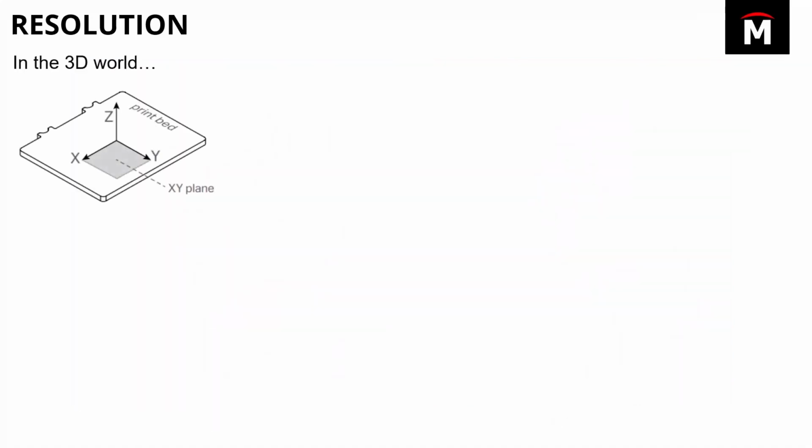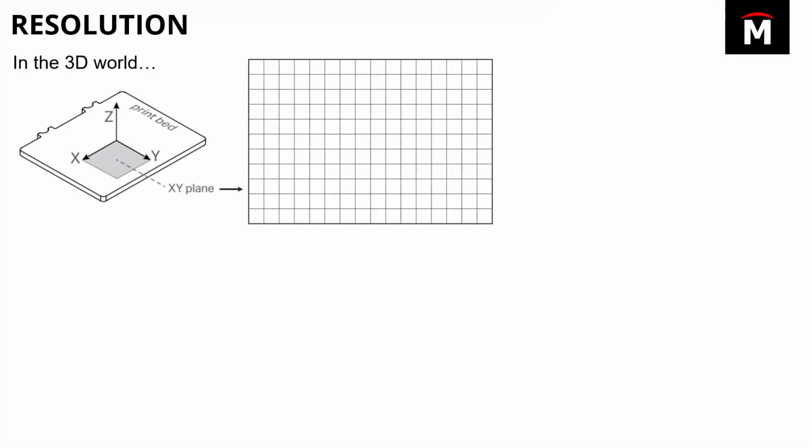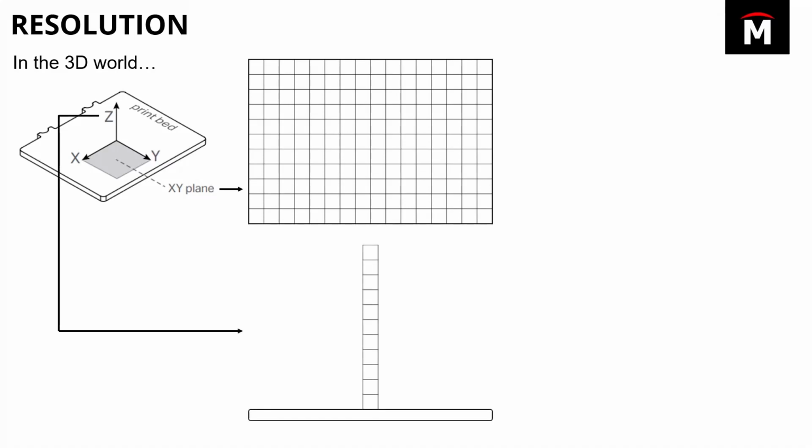So when you look at stuff in the 3D world, you've got to take into account a third axis. We looked at the XY, now we've got to consider the Z-axis. Now you can look at the print bed as being synonymous with the screen resolution. Essentially, you've got all these little boxes that can make up that print bed. And with the Z-axis, imagine just a single stack of boxes going straight up.